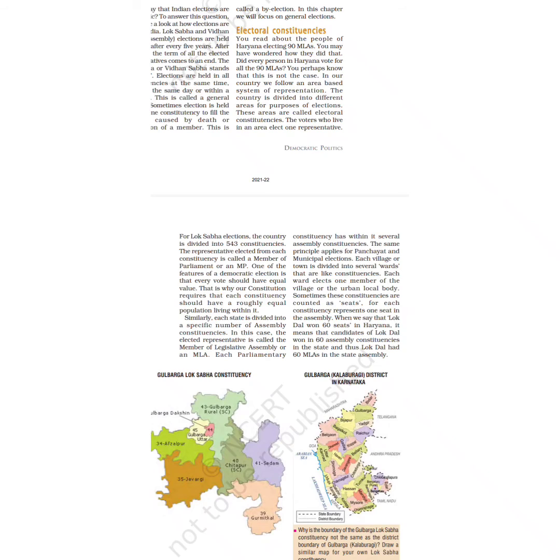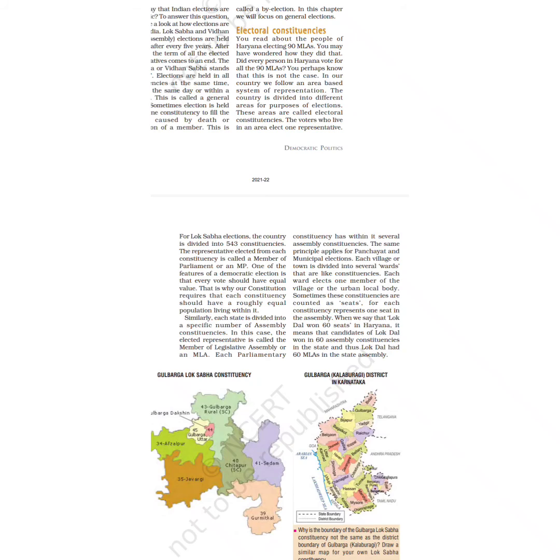Now class, each village or town is divided into several wards that are like constituencies. In a village also, the area is divided into smaller areas, and these are called wards. Each ward selects one member of the village or the urban local body. So the wards elect their one representative, who is known as a panch, or a member of the urban local body.